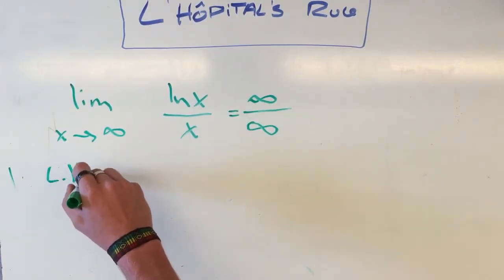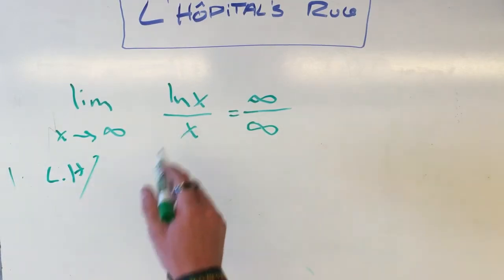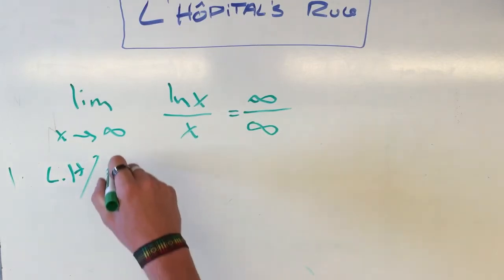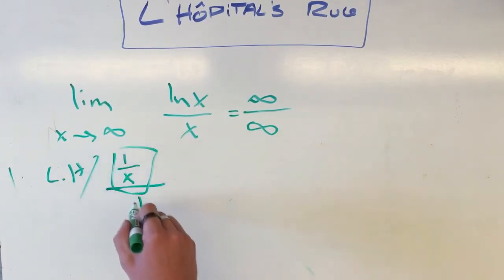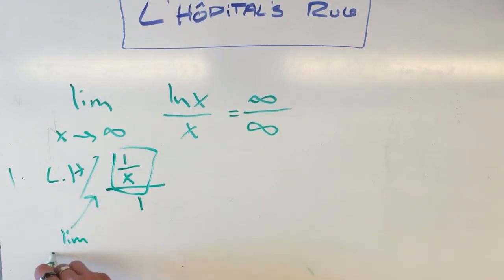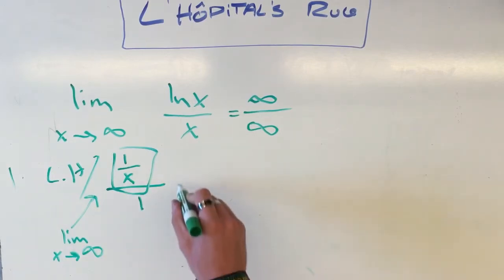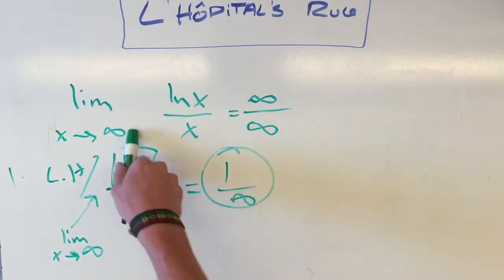Using L'Hopital's rule, we're going to take the derivative of the top over the derivative of the bottom. The derivative of ln of x is 1 over x, over the derivative of x, which is simply 1. So this is what we're looking at. 1 over x, and again, as I always forget, make sure to write the limit as x approaches infinity. Now let's plug infinity into x. That's going to equal 1 over infinity. This is your final answer to that problem.